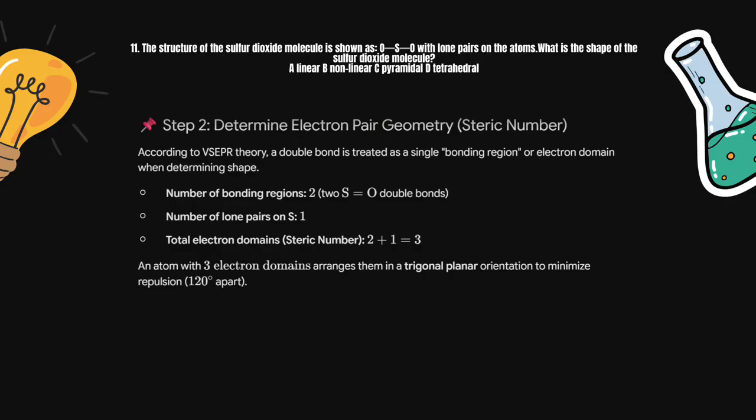So we have 2 bonding regions from the double bonds, plus 1 lone pair on the sulfur. That gives us a total of 3 electron domains, or a steric number of 3. To minimize repulsion, the atom arranges these 3 domains in a trigonal planar orientation, about 120 degrees apart.